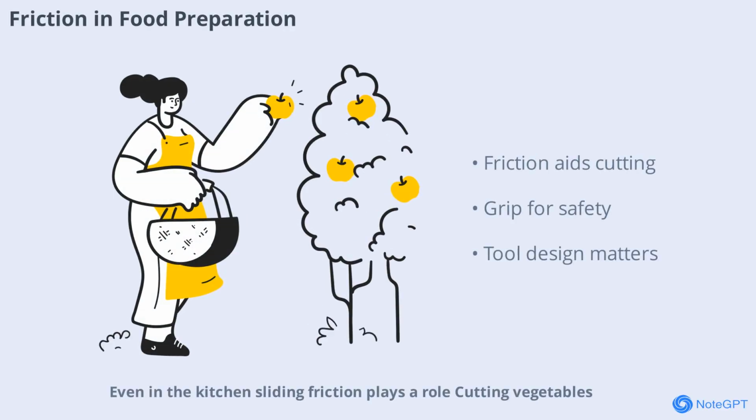Even in the kitchen, sliding friction plays a role. Cutting vegetables, kneading dough, or opening jars all involve friction. Chefs use friction to their advantage, like when sharpening knives or gripping utensils. Kitchen tools are designed with materials and textures that provide the right amount of friction for safe and efficient cooking. Next time you cook, notice how friction helps you prepare your meal.